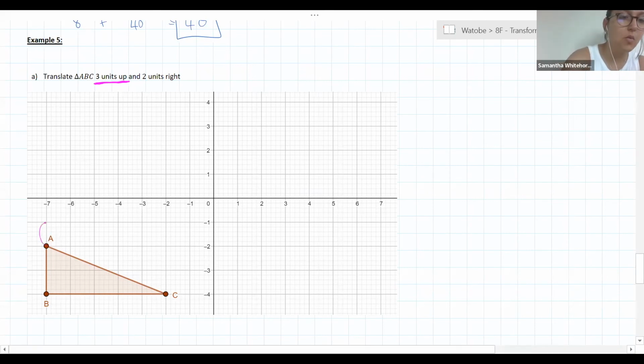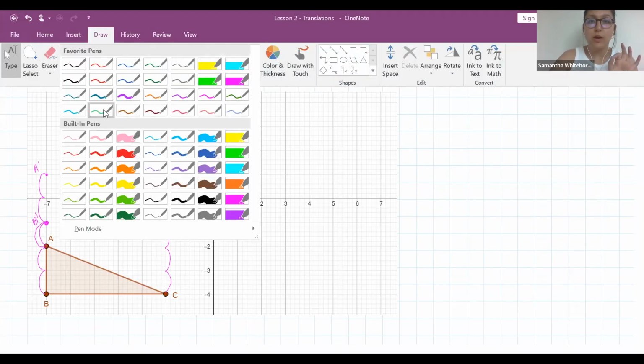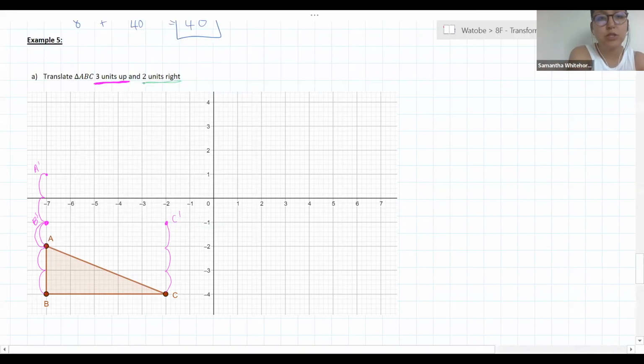Start with A, 1, 2, 3. Now, remember, this is not the final point. It still has to move 2 units right. But for now, I know that A dash is going to be here. I still need to do another translation though. Right, then I go B, 1, 2, 3 units up. So that's my new B dash. And C, 1, 2, 3 units up. So here's my new C dash. But that's not done. We've only done one half of this translation. I still need to move every single one of those points 2 units right.